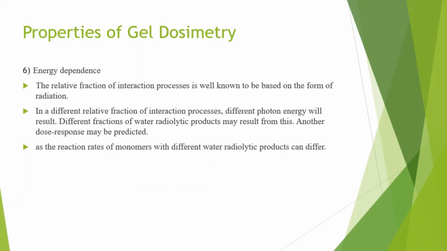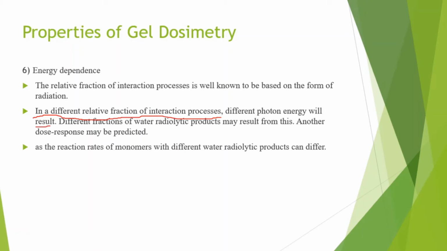Number 6 is energy dependency. The relative fraction of interaction processes is well known to depend on the form of the radiation. With different relative fractions of interaction processes, different photon energies will result.